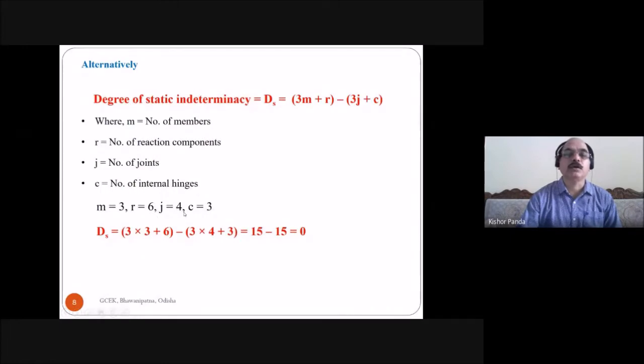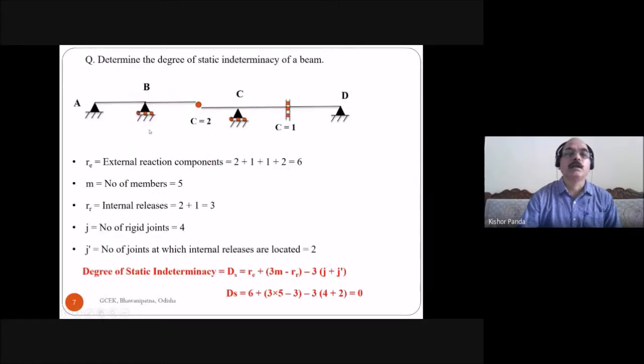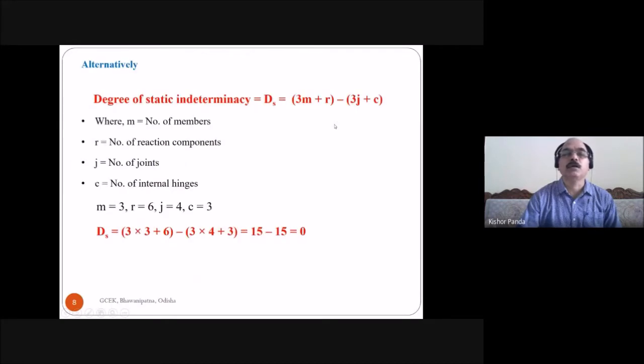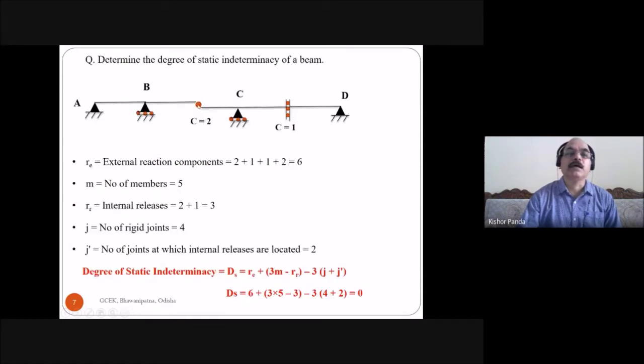Then joints, you have to take 4. 1, 2, 3, 4. Joints you have to take 4. Then see here the number of equations. Because here 2 equations and here 1 equation. So at this hinge, 2 equations, this is 2 internal releases and here 1 internal release, so 3 equations.